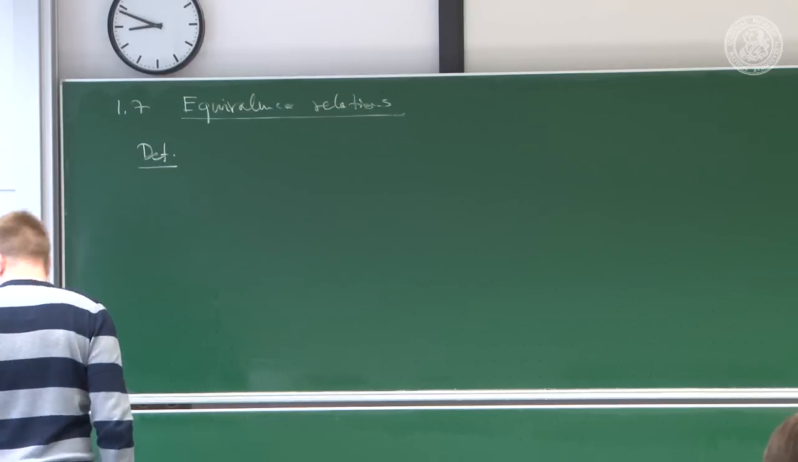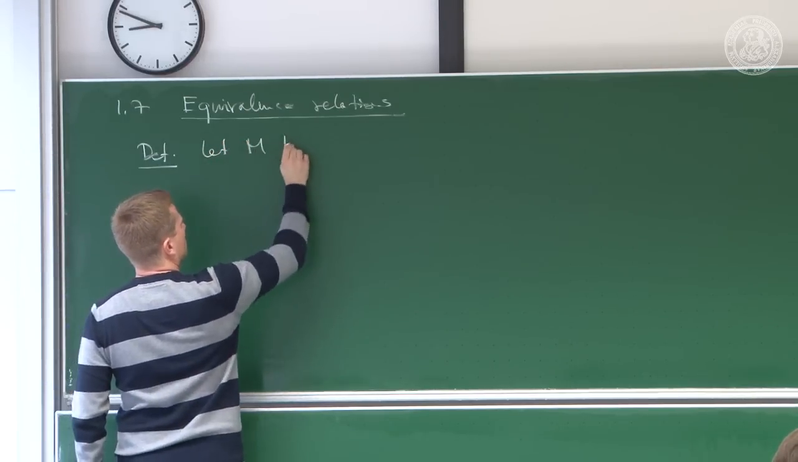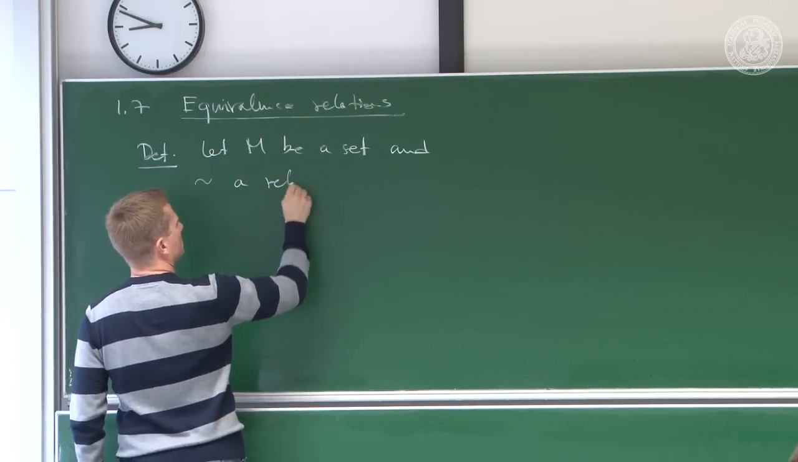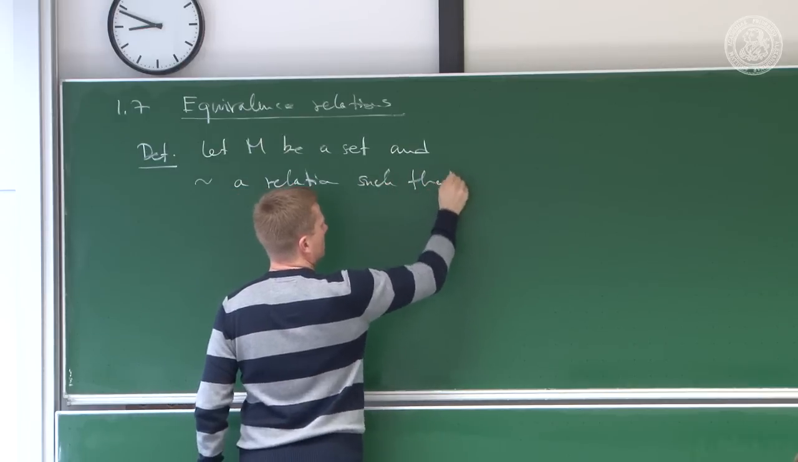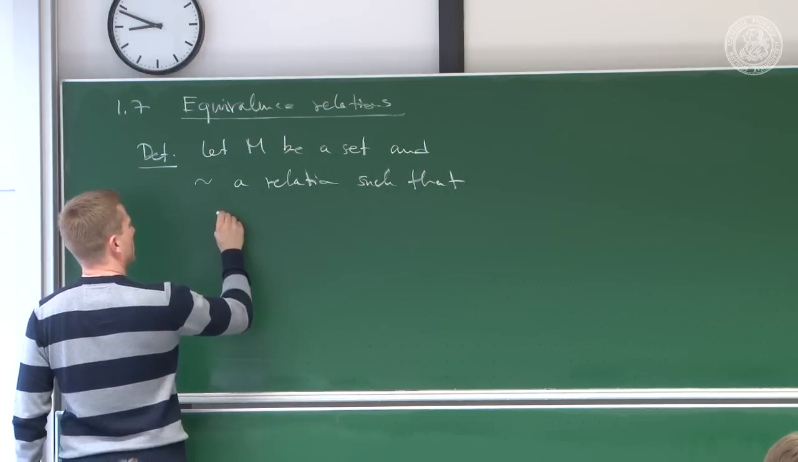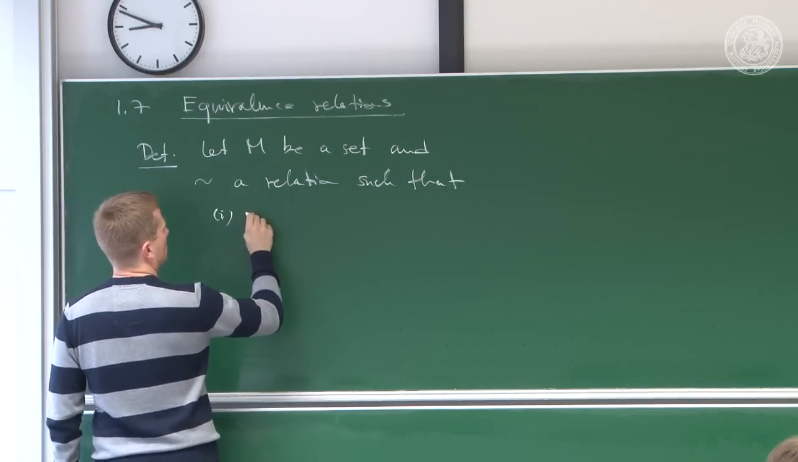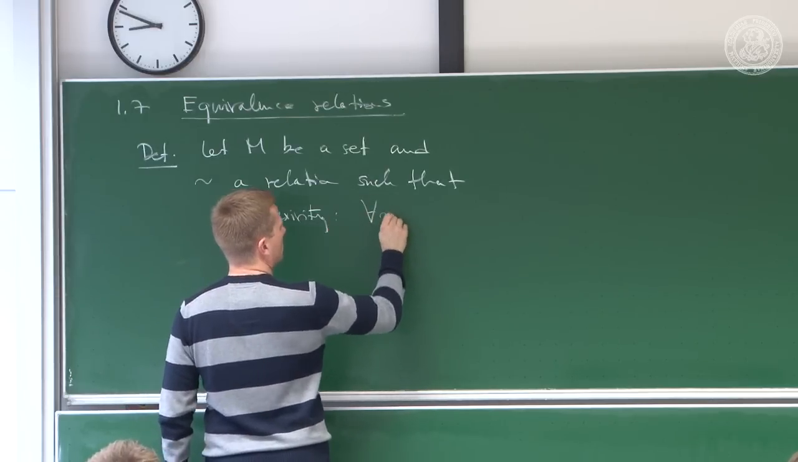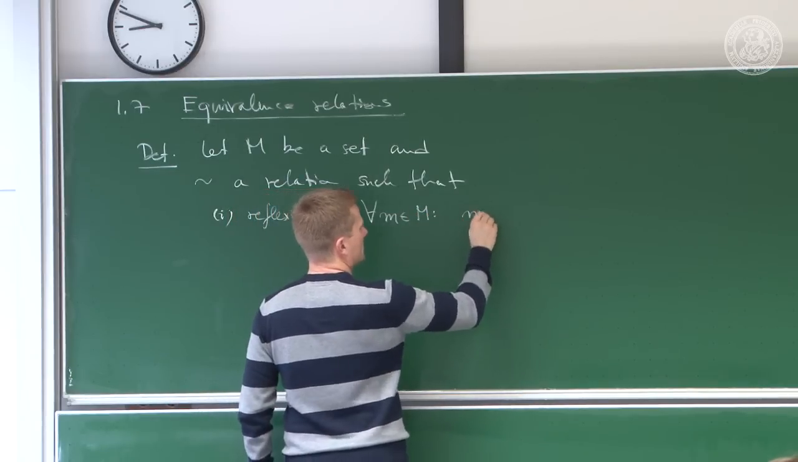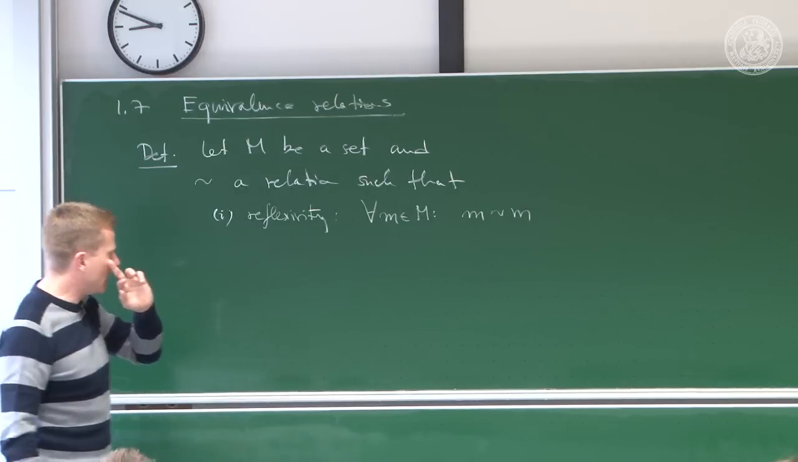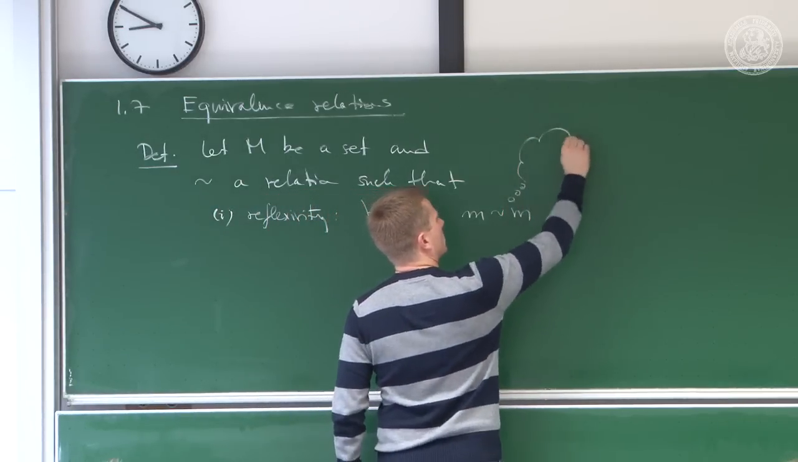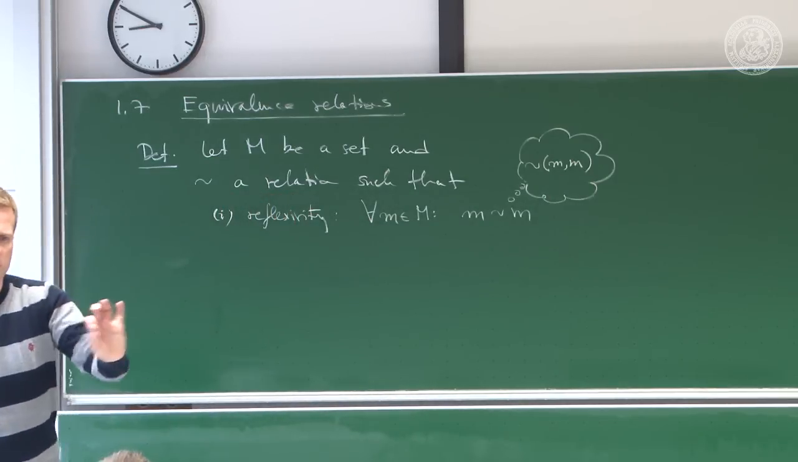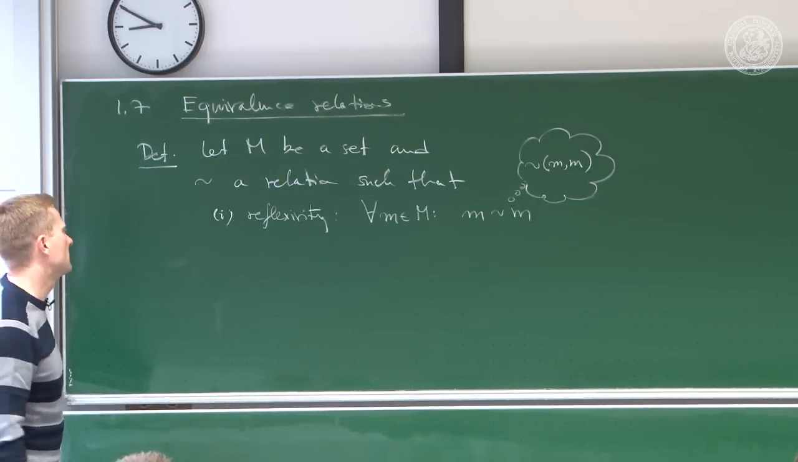Definition. Let M be a set and twiddle a relation such that there are three axioms to be satisfied. The first one we call reflexivity. Reflexivity means that for all m in the set M, it is true that m twiddle m. And you remember our convention that this means twiddle m is true. But if we have a relation, we very often put the relation symbol in between the two arguments because this saves chalk.